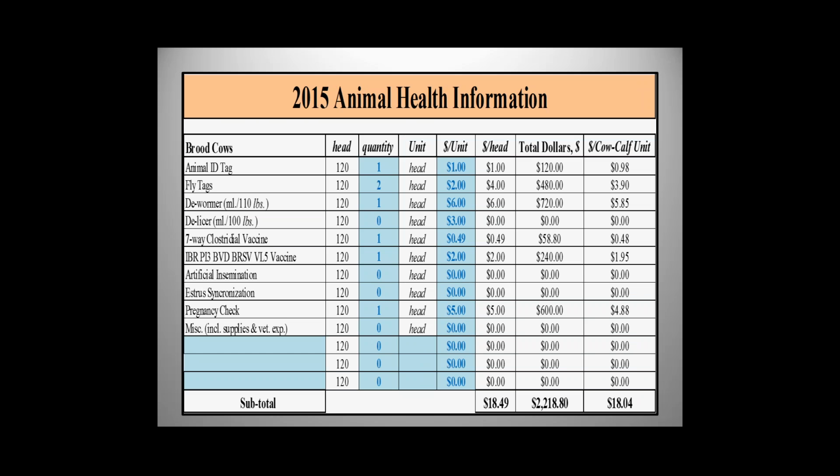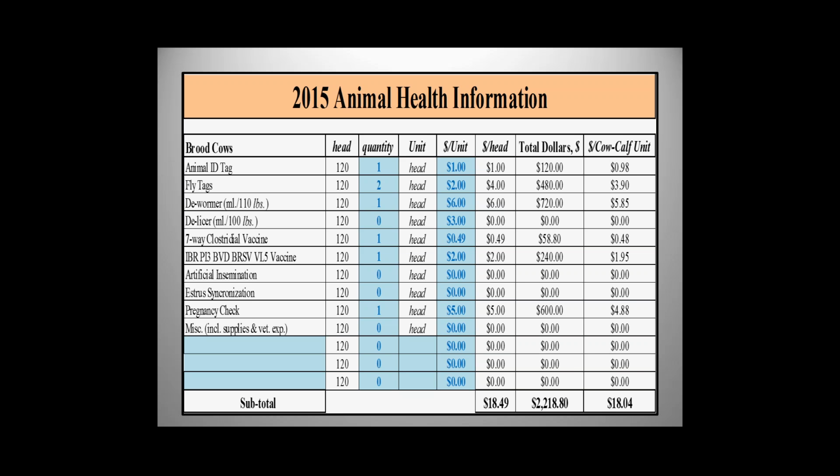Now, the next worksheet is our animal health information worksheet. This worksheet is going to contain all our animal health information for our cow-calf operations. The animal health information is organized again by the group of animals being treated, such as brood cows, replacement heifers, bulls, and feeder calves. These basic health inputs are listed in the worksheet, but users also have the opportunity to insert additional health inputs if they wish.